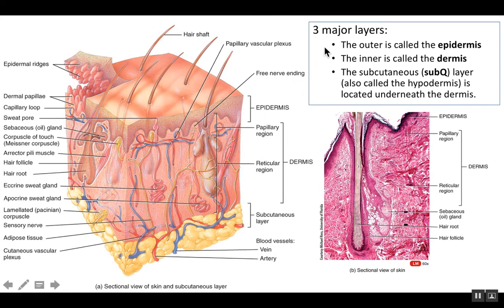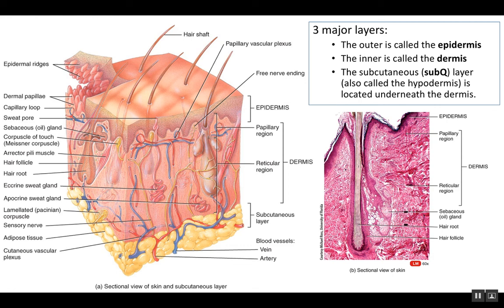It says here there's 3 major layers. Only 2 of these are technically part of your skin. The subcutaneous layer, or hypodermis, is what your skin is attached to. So technically it's not part of your skin. But let's start superficially. The outer layer of your skin is known as the epidermis. I think we've heard of the epidermis before.